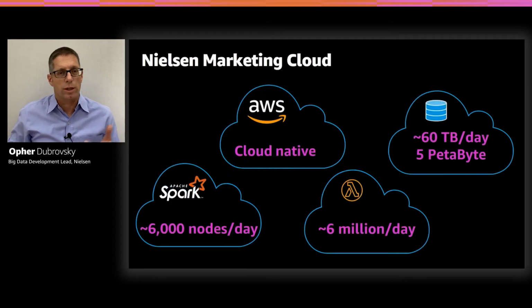In a nutshell, we're cloud native. We process about 60 terabytes of new data every day and store about 5 petabytes total. We're heavy users of Spark. We run lots of Spark clusters. And as you will see, we're heavy users of Lambda, serverless Lambda functions. In a typical day, we invoke about 6 million of them.